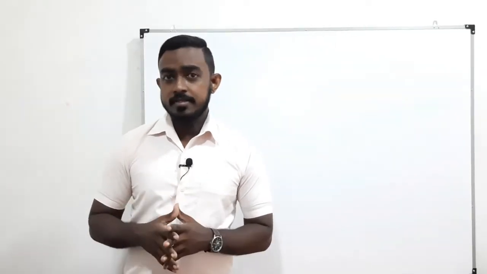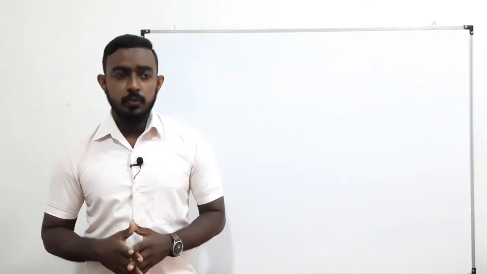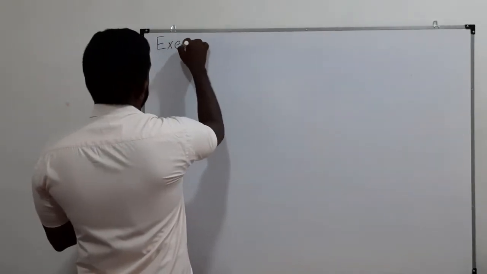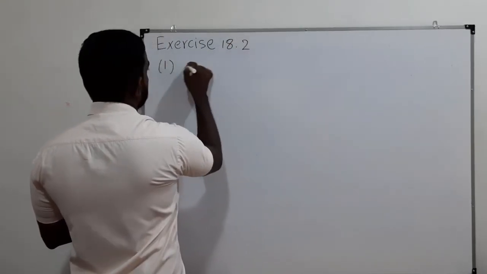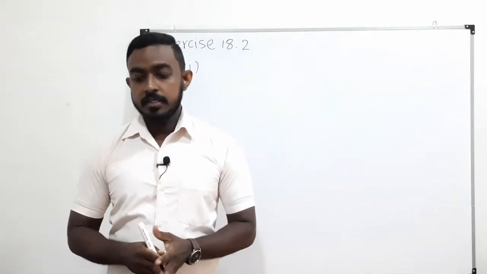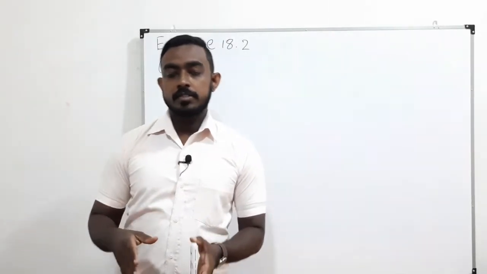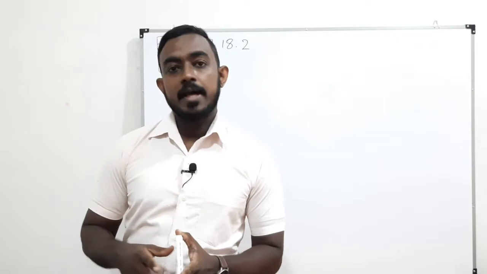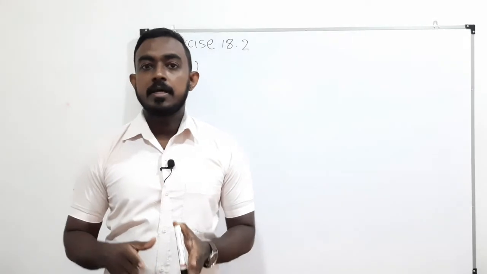Now, to practice this, let us come to exercise 18.2. Now look at the first question. In that question they say, write down whether each of the following is a constant value or a variable. For the first one, they say the number of players in a netball team.